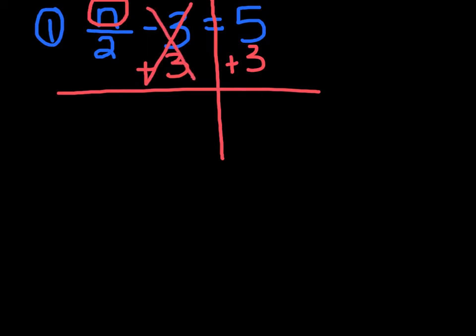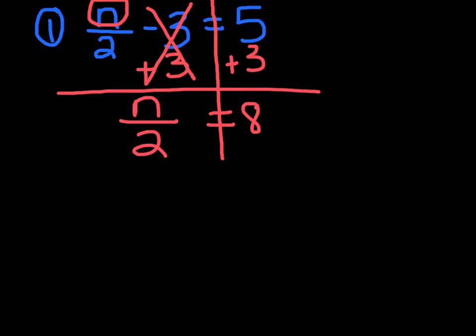So what I have left is n divided by 2. On the other side, I just do my simple addition. 5 plus 3 is equal to 8. Remember that this line represents an equal sign because I have two different sides of, like, a scale or a balance. Well, now I have a variable. I'm dividing it by 2 and it equals 8.